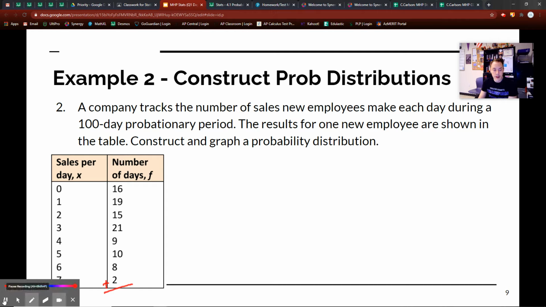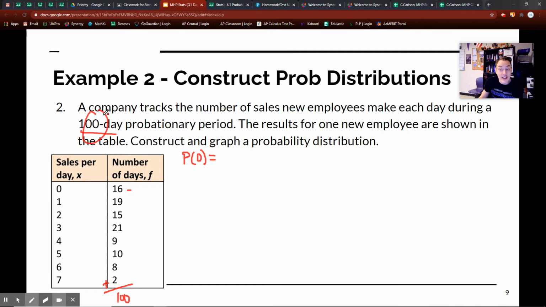Okay, let's start with probability of 0. What's the probability of 0? Well, that's 16. Oh, and when you add them up, it should be 100.